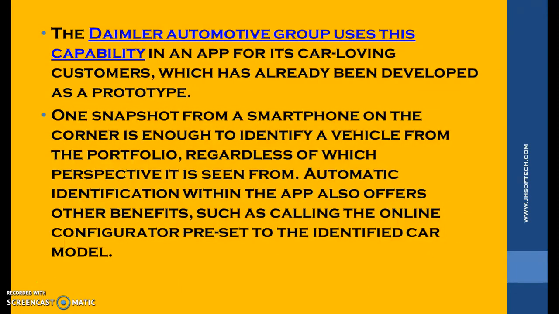The Daimler Automotive Group uses this capability in an app for its car-loving customers, which has already been developed as a prototype. One snapshot from a smartphone on the corner is enough to identify a vehicle from the portfolio, regardless of which perspective it is seen from. Automatic identification with the app also offers other benefits, such as calling the online configurator preset to the identified car model.